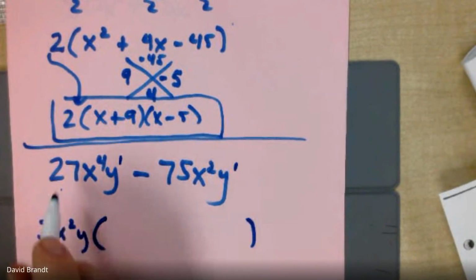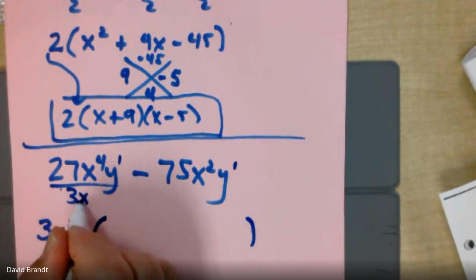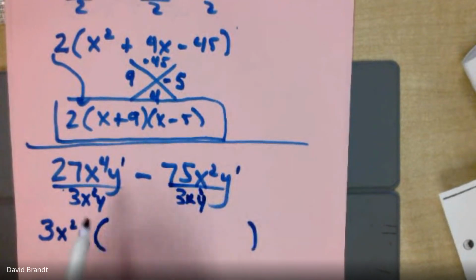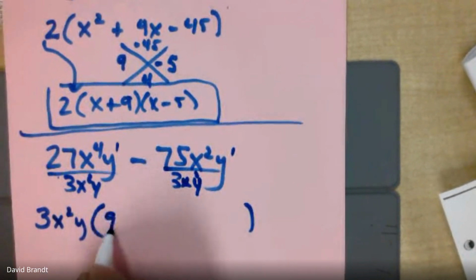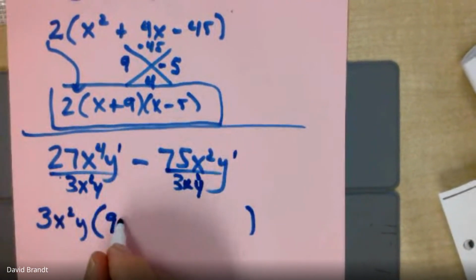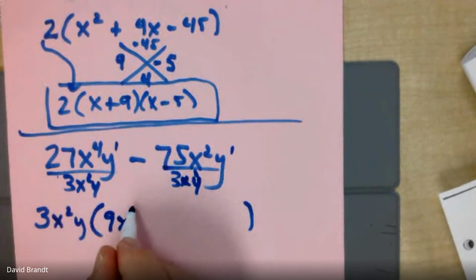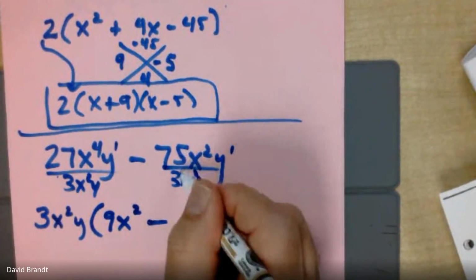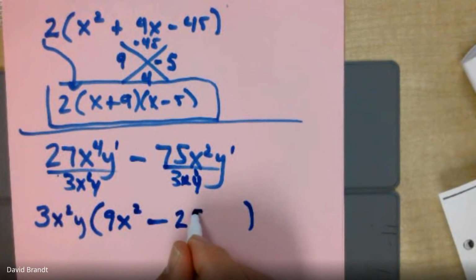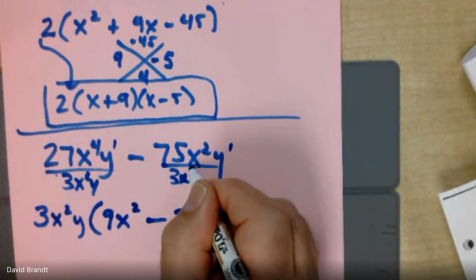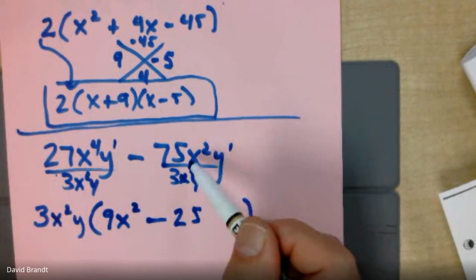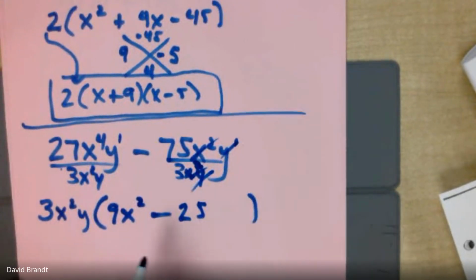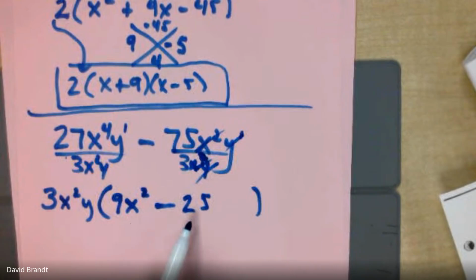Now let's figure out what's left. Let's divide both of these by 3x squared y. All right, so 27 divided by 3 is 9. x to the 4 over x squared, well, you divide, but you subtract the exponents. That's x squared. The y's are gone. Look at that. 75 divided by 3 is 25. Let's see, that's x squared over x squared. The x squares are gone, but so are the y's. The y's are also gone. So the only thing that's left on that term is a 25.